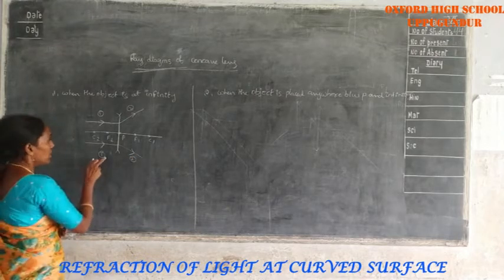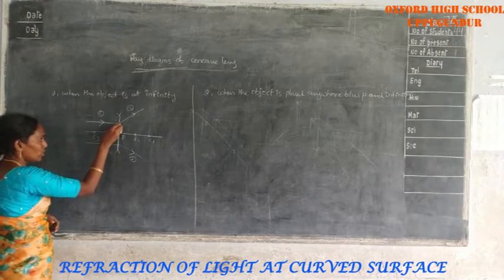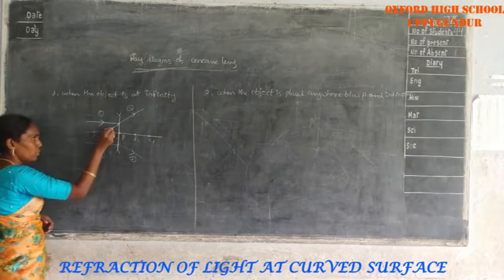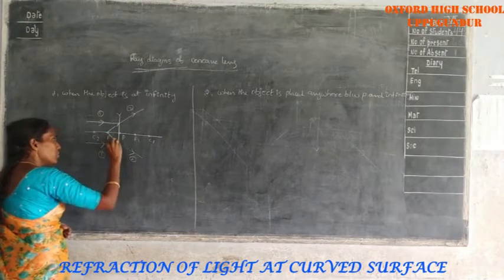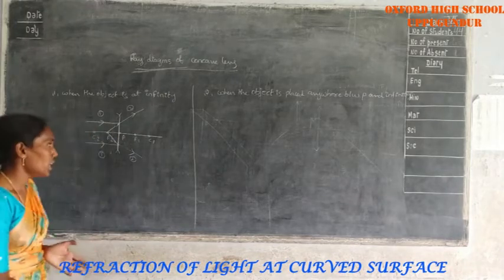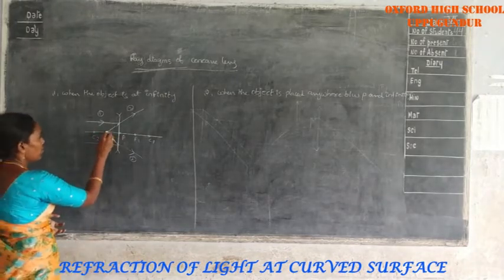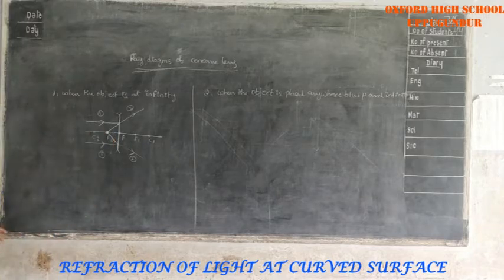In this case, if the two refracted rays are extended backward, those two rays meet at a point, the focus. That means the image is formed at focus.